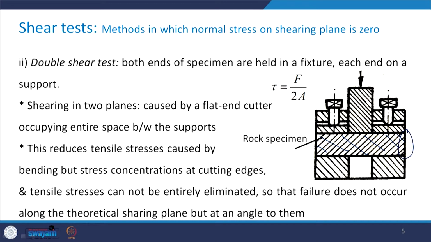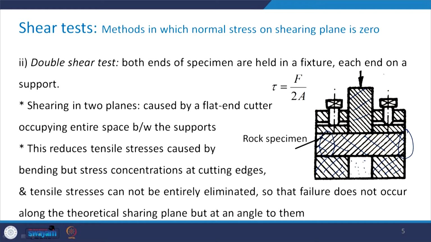both the ends they are held here and they both are resting on the support, that is, this is the support. Shearing takes place in two planes, which is caused by a flat end cutter which occupies the entire space between the supports. So, you see these two are the supports, this is the space between these supports. So, this cutter is occupying this whole space which is there in between these two supports.